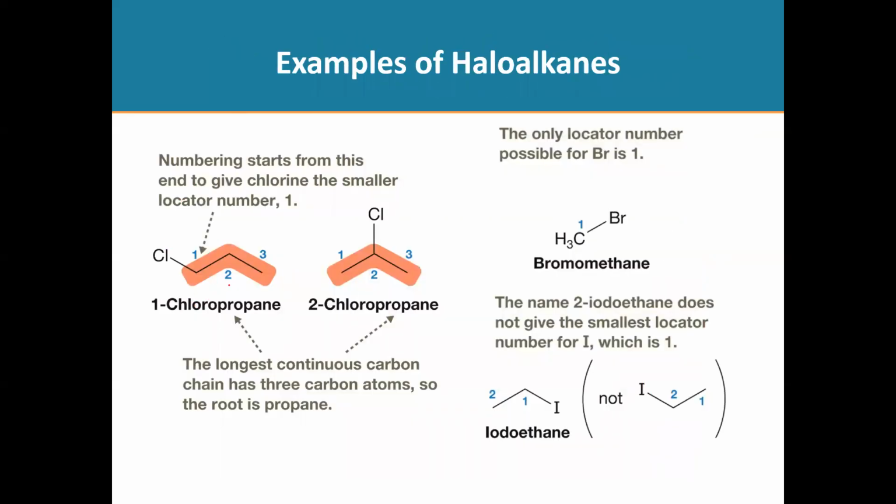Here we see this as 1-chloropropane. Why is this propane? It's a 3-carbon system. And at the 1 position, we have a chlorine. Here we have 2-chloropropane. We have 3 carbons, and at the 2 position, we have a chlorine.